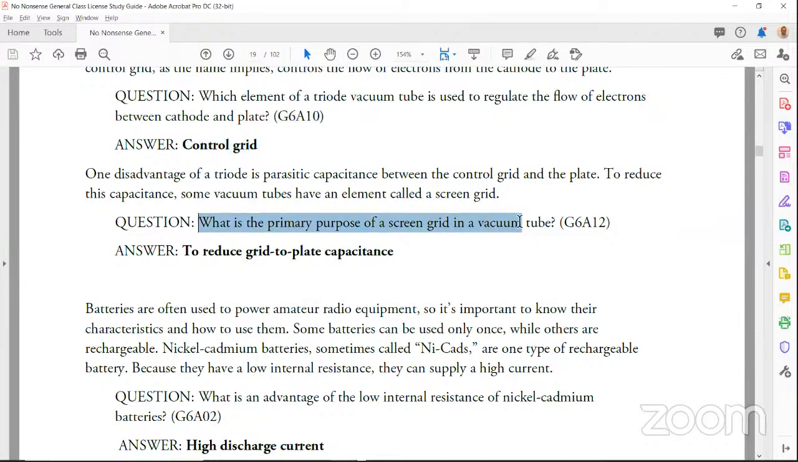Okay, moving right along. What is the primary purpose of a screen grid in a vacuum tube? So if you recall last class, we did show that there was a regular screen grid, and there was another type of screen grid as well, right? So the answer to that question, what's the primary purpose of the screen grid? It is to reduce the grid-to-plate capacitance. So that's the purpose of a screen grid compared to a regular grid. Remember, we were saying that sometimes a component has stray or unwanted or parasitic values, and we did talk about parasitic capacitance. So to reduce that parasitic or stray capacitance or extra capacitance, we use a screen grid.